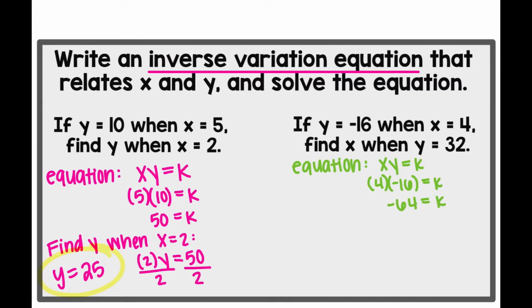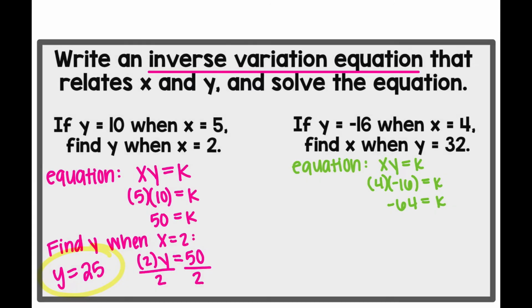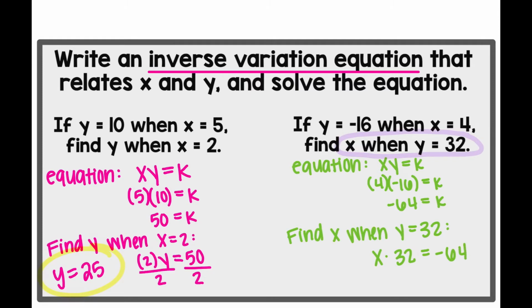So there's another way you could think about this. If x times y always needs to be negative 64, then you could simply take the second piece of information and find x when y is 32 by simply thinking about what number times 32 would give me negative 64. So, what number times 32 is equal to negative 64? You can divide by 32 on both sides, and you would get negative 2.